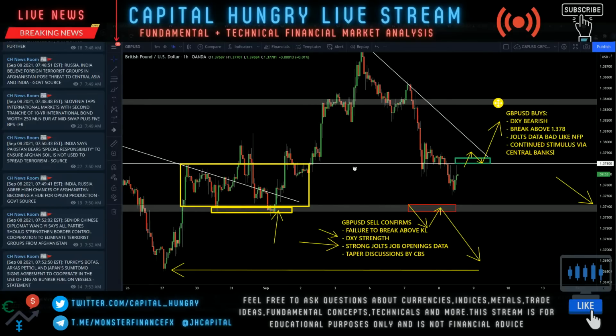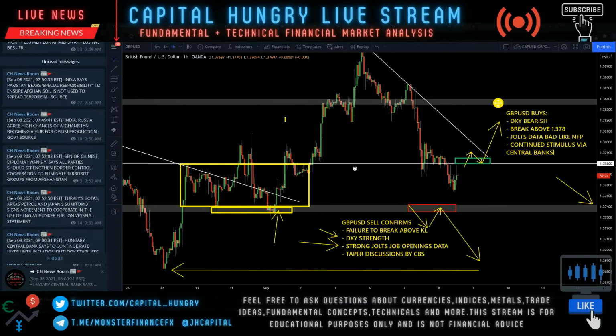All right? So if we have continued stimulus talks by central banks, that's a bearish factor on the dollar. JOLTS job data being bad, like NFP, that's a bearish factor. Technically, dollar index moving bearish and a break above 1.378 is the buy path. The reason why I'm waiting for either or on both gold and on our dollar pairs is because I personally do not have a one-sided direct bias right now, because we do have the potential for some short-term dollar strength if we get those fundamental confirms.